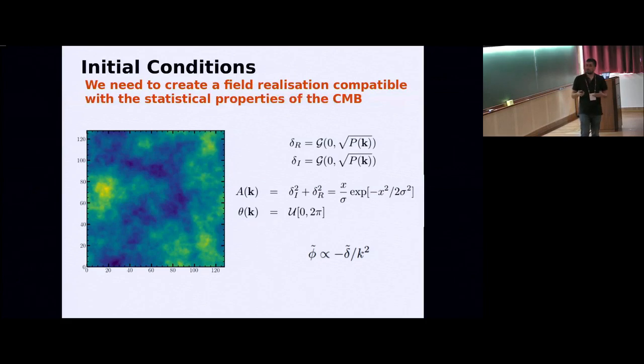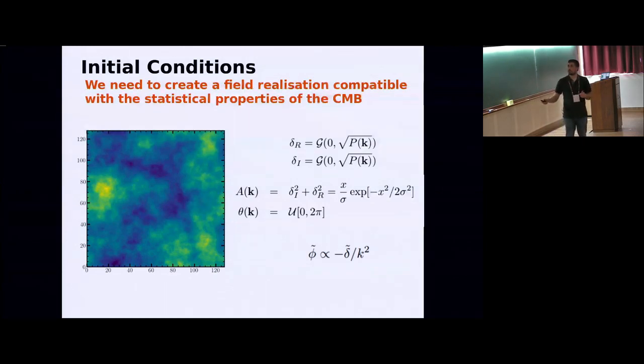The problem is that we need to create a field that is compatible with the statistical properties that we see in the CMB. For instance, a Gaussian random field means that the real and the imaginary part of a given field are Gaussian deviates with zero mean and a variance given by a given power spectrum. In Fourier space, that means that the amplitudes are distributed by a Rayleigh distribution, and the phases, if you write this in polar form, are uniform between 0 and 2 pi.